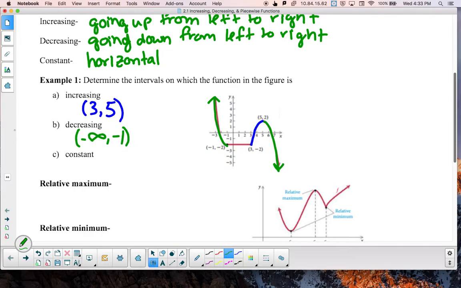Because we're just listing our intervals, we do not have to use the union sign. We just separate our intervals with a comma. Our other decreasing interval is from 5 to infinity. And then our constant interval is this little section that is horizontal, and that is from negative 1 to 3.